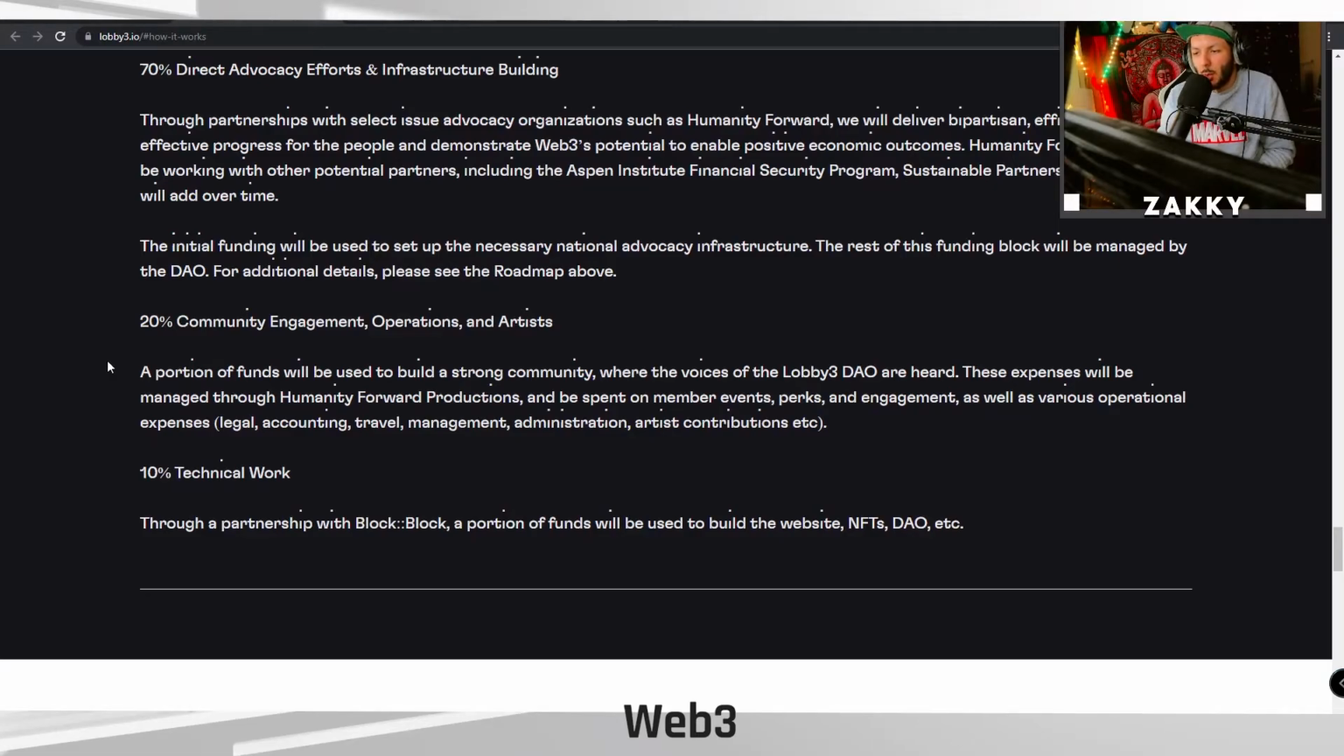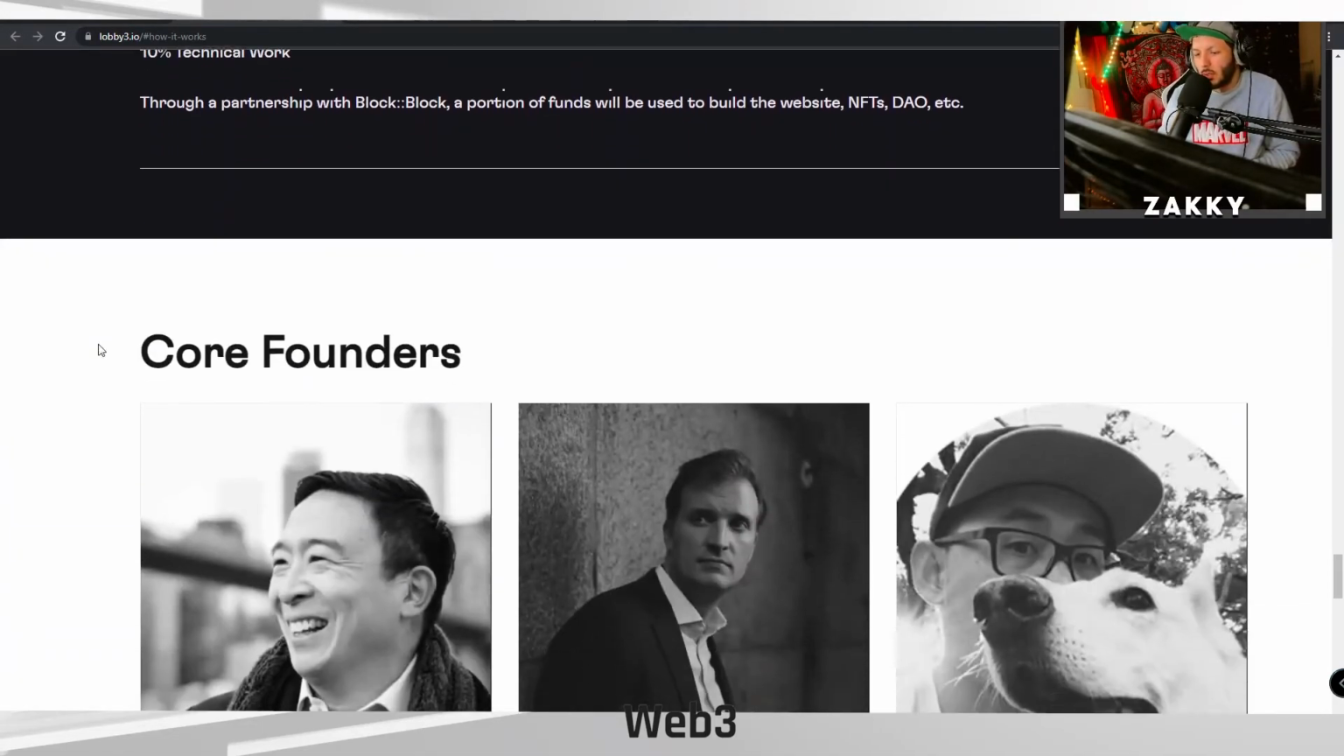20% community engagement, operations and artists. A portion of funds will be used to build a strong community where the voices of Lobby 3 DAO are heard. These expenses will be managed through Humanity Forward Productions and be spent on member events, perks and engagement, as well as various operational expenses, i.e. legal, accounting, etc. Then 10% is going to the technical work. So very interesting stuff for sure.